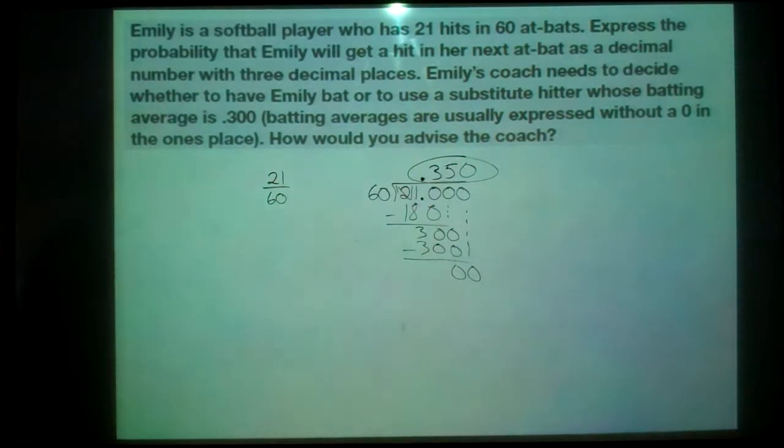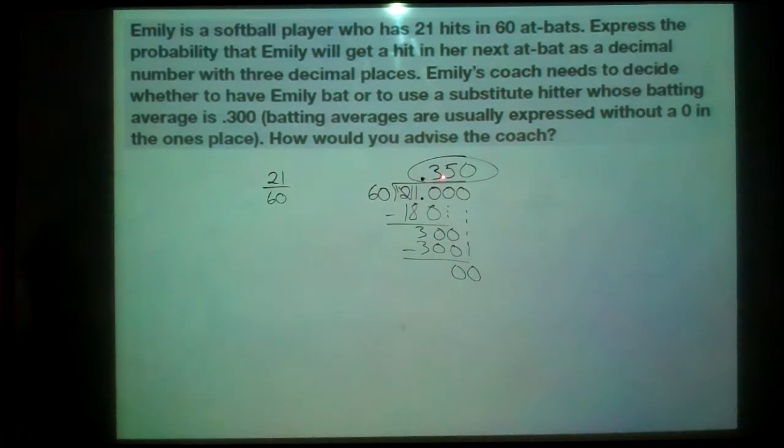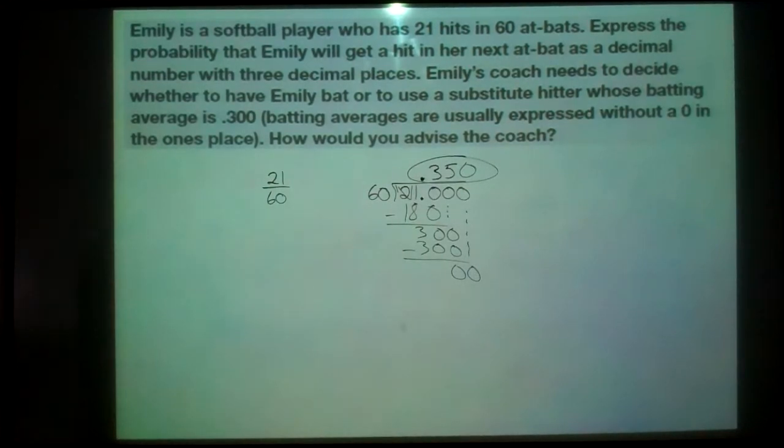Now don't be confused when I say 350. That does not mean 350. In baseball slang they say 350, but this is actually 35 hundredths because the 5 is in the hundredths place. But they would call this 350 in the batting average world. So she's batting 350, not to be confused with an actual 350.